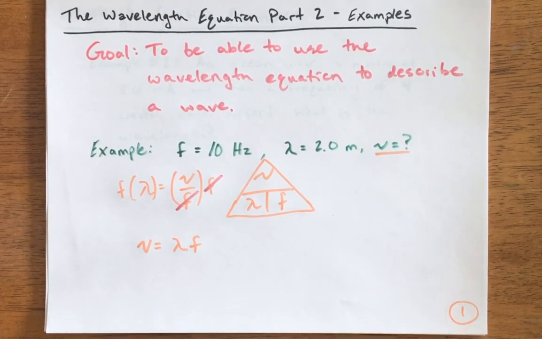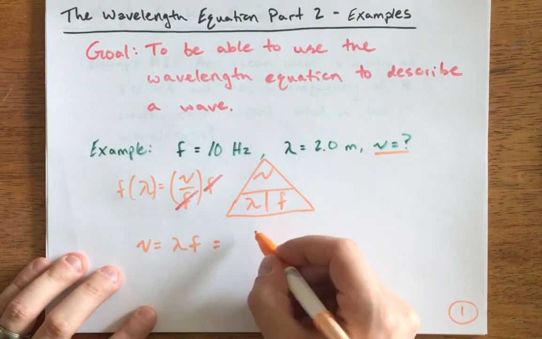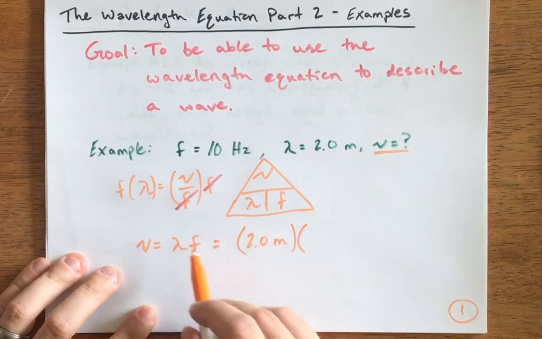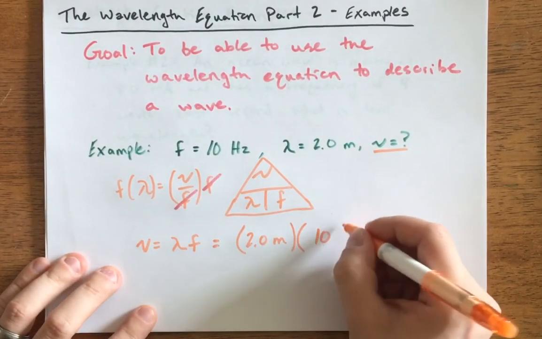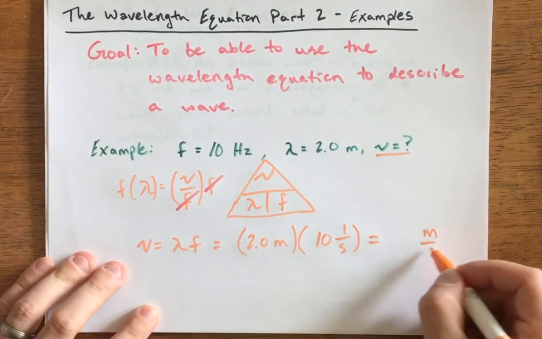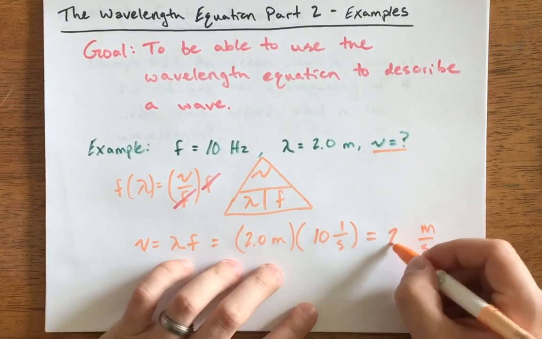Now, since hertz is 1 per second, or 1 over seconds, and wavelength is in meters, it will give us velocity. So let's go ahead and see what that looks like. Our wavelength is 2 meters, so I plug that into the equation. Our frequency is 10 hertz, which is 1 over seconds. Meters times 1 over seconds is meters per second. So our units do match up, which is great. And 2 times 10 is 20.